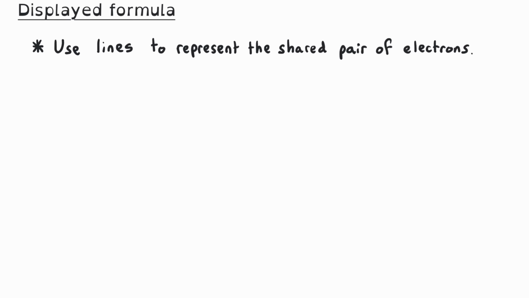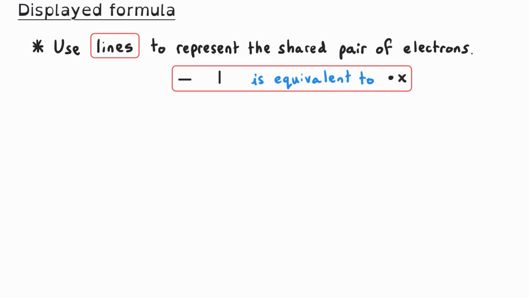We can also represent covalent substances using a displayed formula. And when we draw displayed formulae, we use lines to represent the shared pair of electrons in the covalent bond. And these lines usually look like large minus signs if they're horizontal, or they can look like L's if they are shown vertically. And what they're doing is they're representing the covalent bond, the shared pair of electrons. And so they are equivalent to one dot and one cross sandwiched together from a dot and cross diagram.